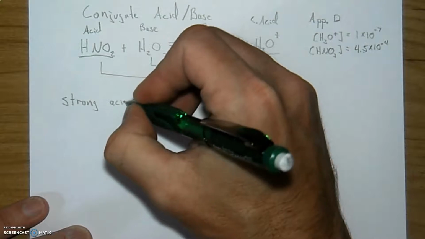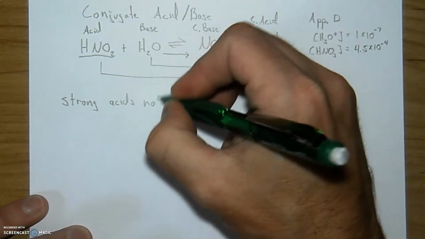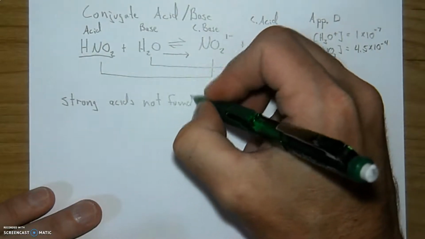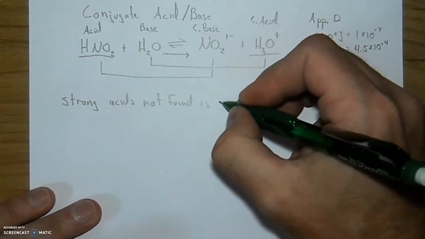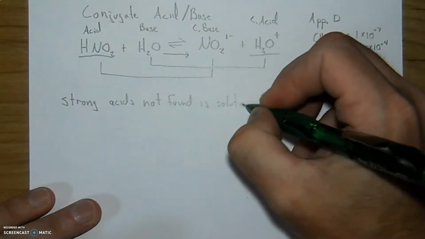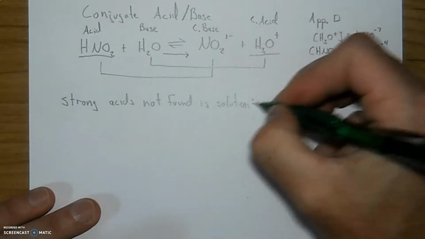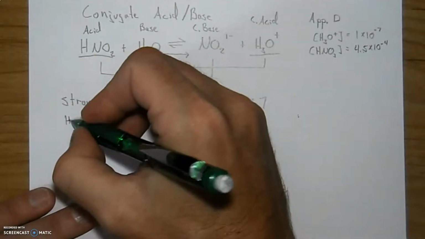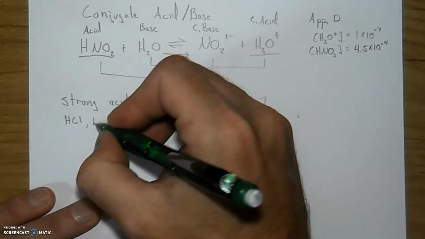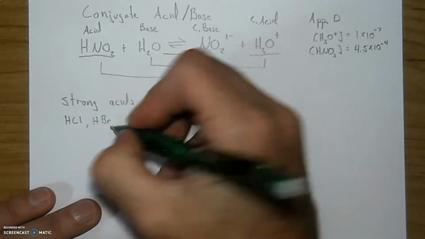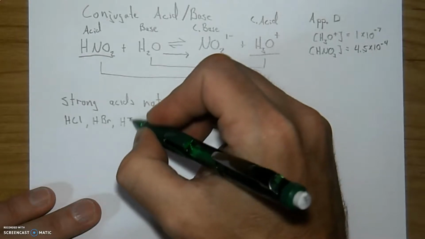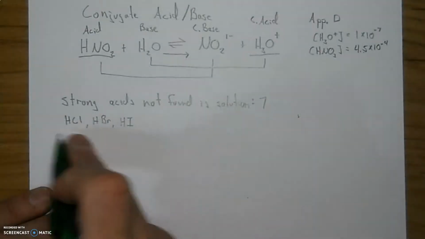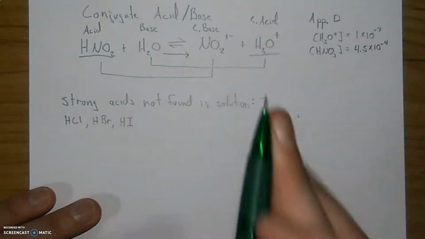Strong acids are not found in solution as the acid form, and there are 7 of them. You may already know these, but we'll list them off here. Hydrochloric acid, hydrobromic acid, just going down the line, and hydroiodic. These 3 are all within the halogens group, all very strong acids. Notice hydrofluoric, which a lot of times we like to think should be on the list. It is not. That is a weak acid.